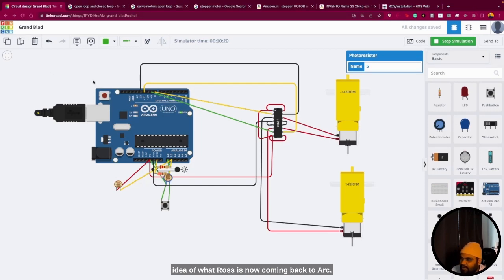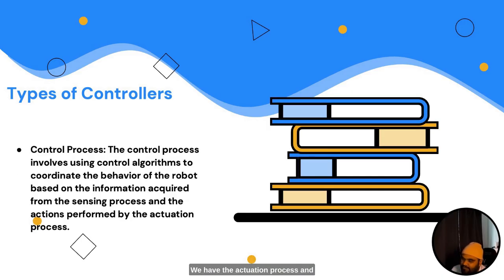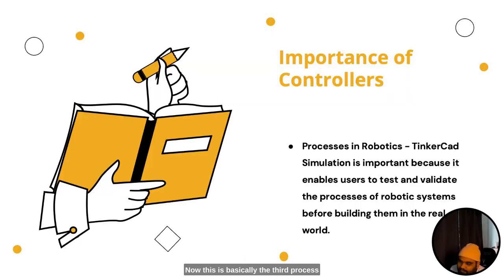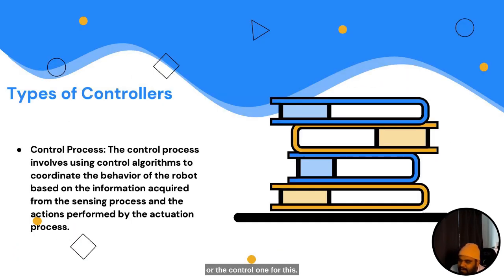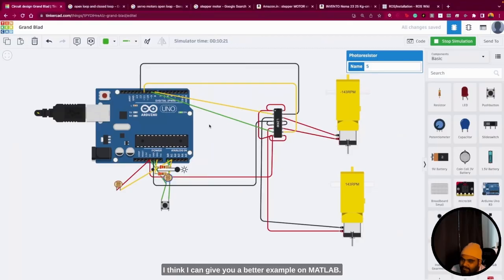Now coming back to our, okay, we have the actuation process, and then we have the control process. Now this is basically the third process, or the control one. For this, I think I can give you a better example in MATLAB. MATLAB is a highly extensive software for engineering, of course, and it takes the power of pure computing and pure logical building and control, and makes it quite versatilely available.